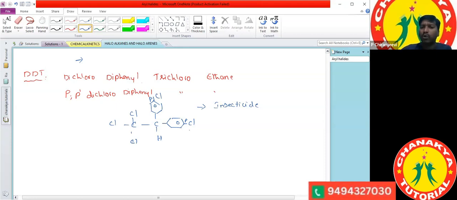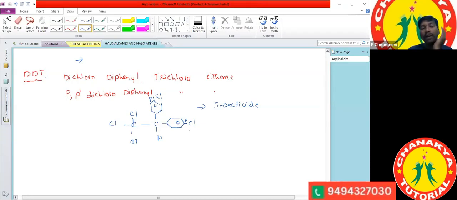At that time there were so many mosquitoes, and so many people were affected by malaria. To avoid malaria, they identified this compound, and they reduced the malaria cases as well.